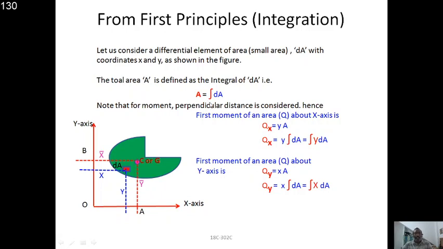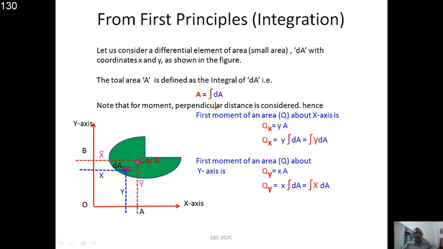So in order to get the entire area, I need to integrate the differential element with the boundary limits, like 1 to 2, like 3 to 4, like that we have the boundary limits. So with that you can solve for the area. For irregular shapes also it is possible.